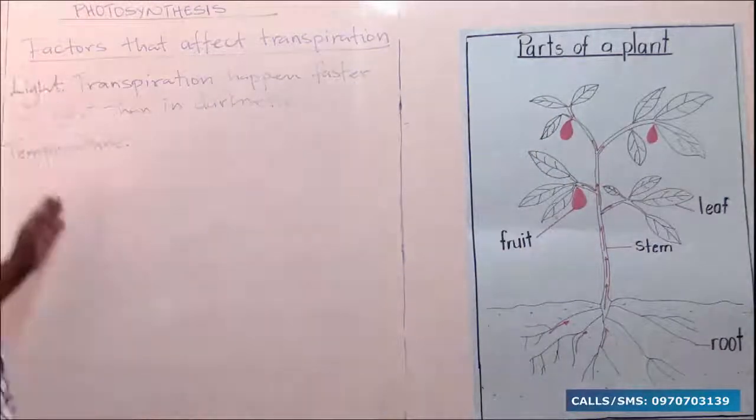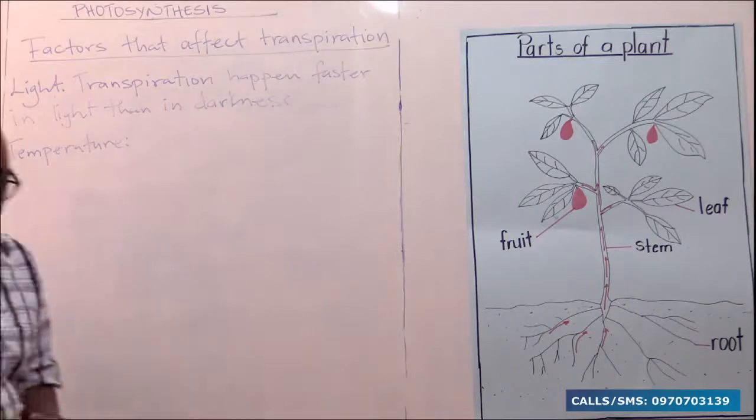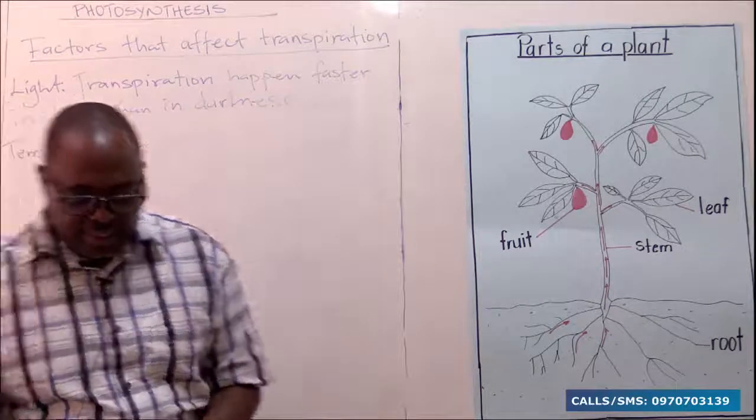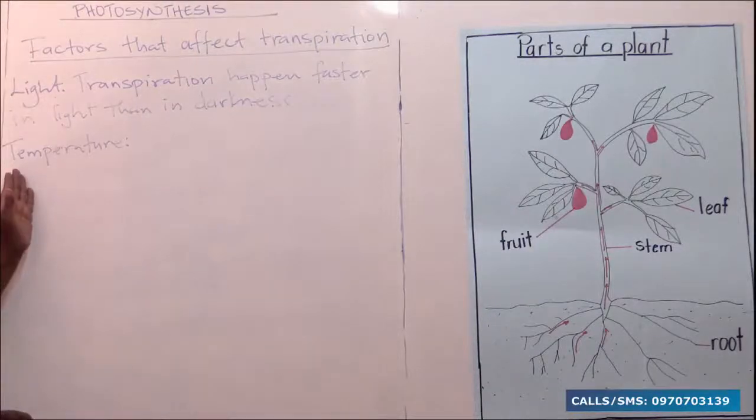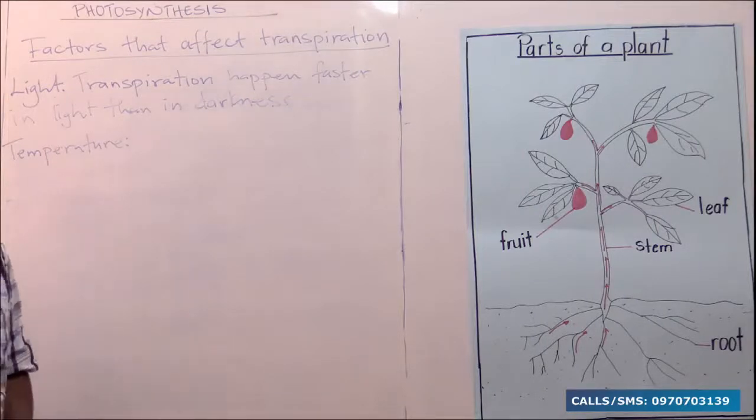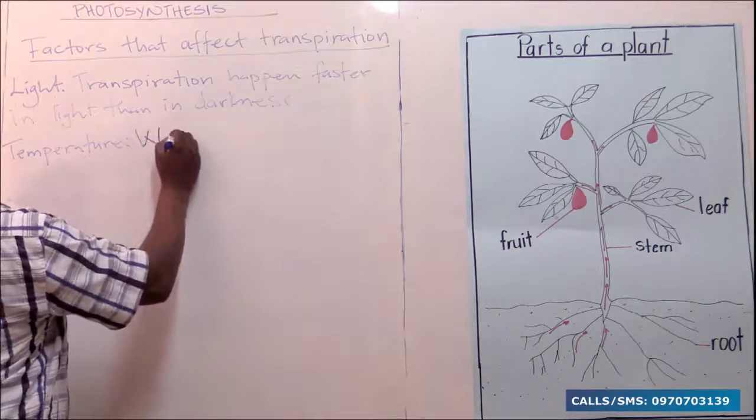So the next factor is temperature. Water evaporates faster from the leaves, which is where the factor of temperature comes in. Water evaporates faster from the leaves when it is warm.